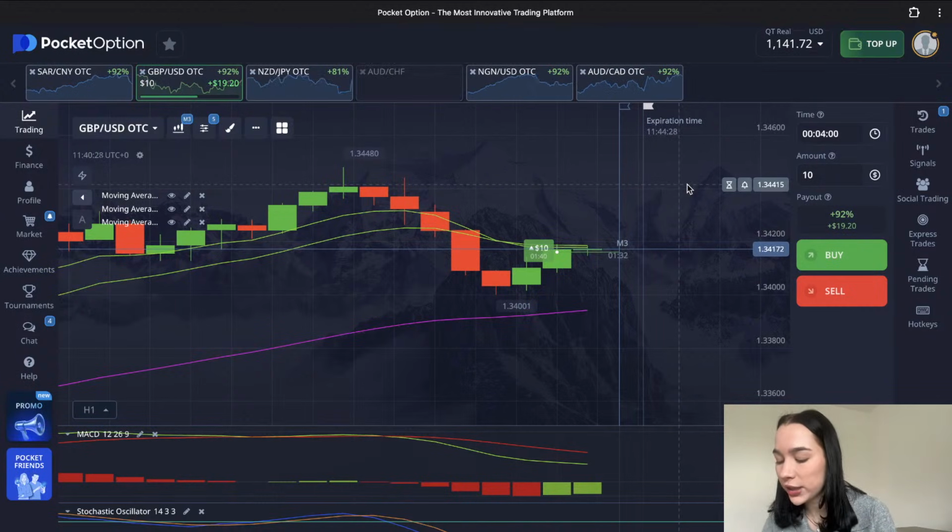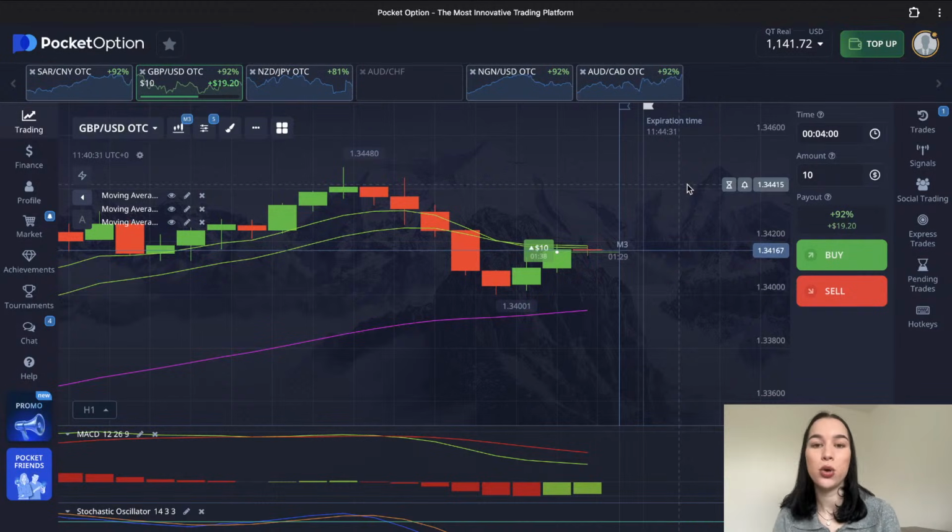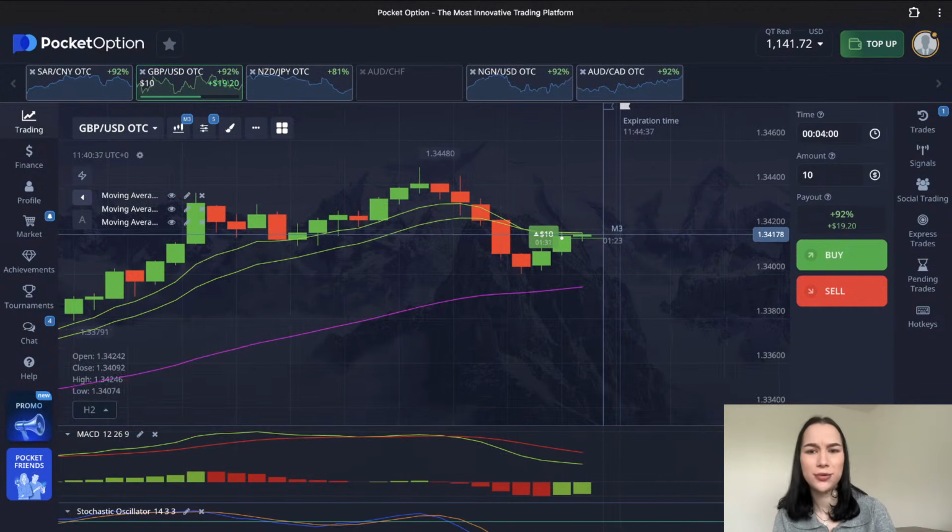So you don't wait for the second candle. Sometimes yes, sometimes no. Depends on the situation. You mean the second candle on where? On the market, or on the MACD, for example, or something?